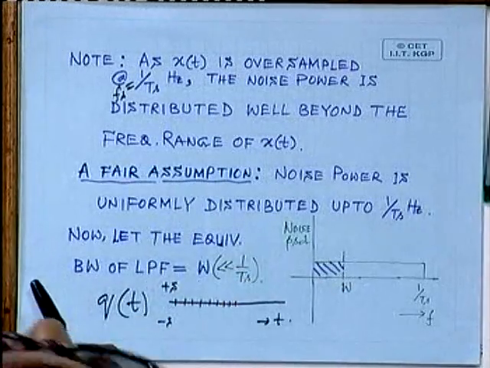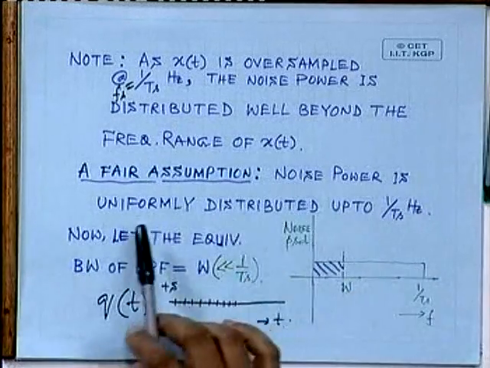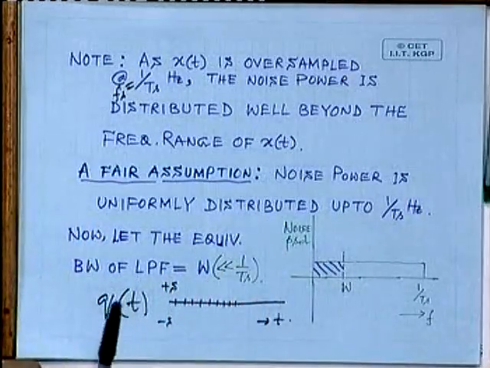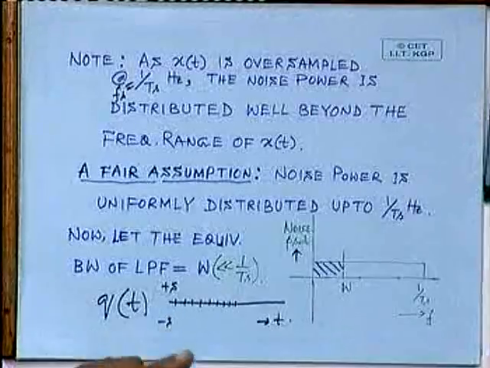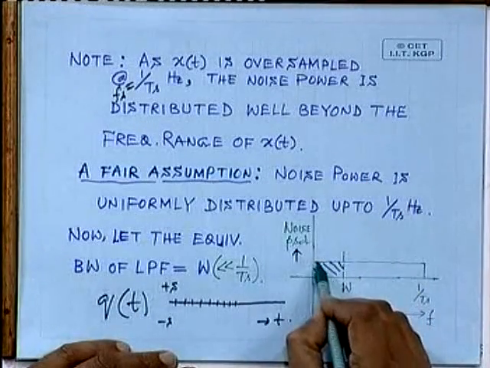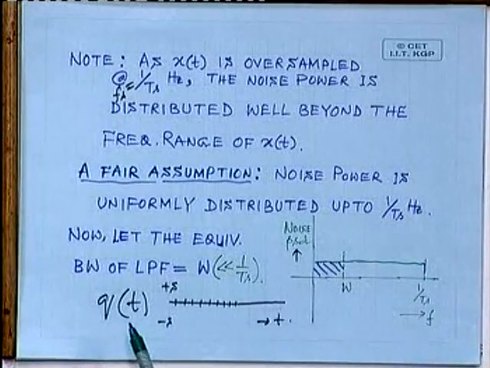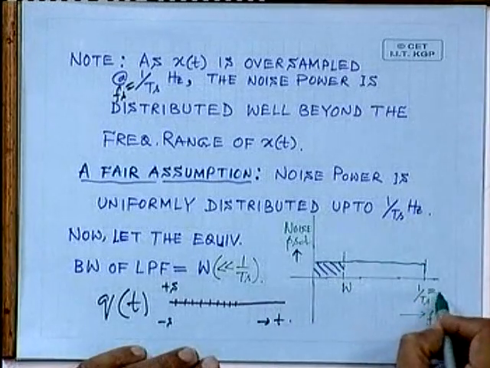So, a fair assumption, again some kind of approximation here, is that the noise power is uniformly distributed with a constant spectrum up to 1 upon Ts hertz, because it is being sampled, it is being updated at the rate of Ts, as if the noise PSD is something like this. Please look at this diagram. It is something like this up to a frequency of 1 upon Ts or Fs.